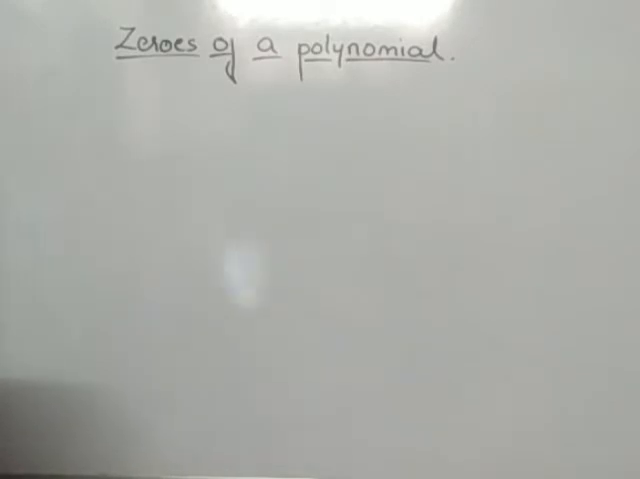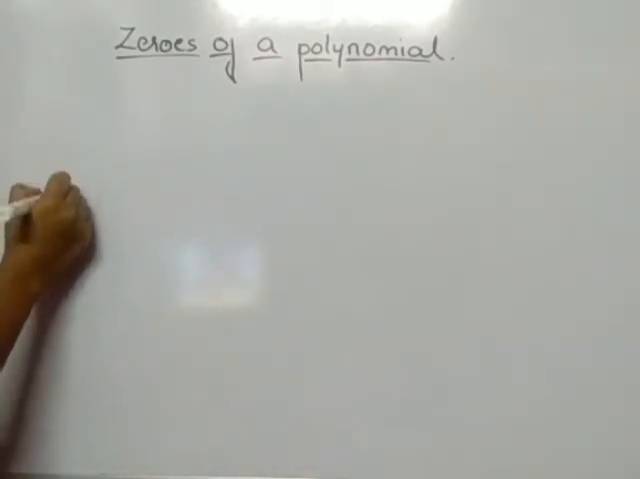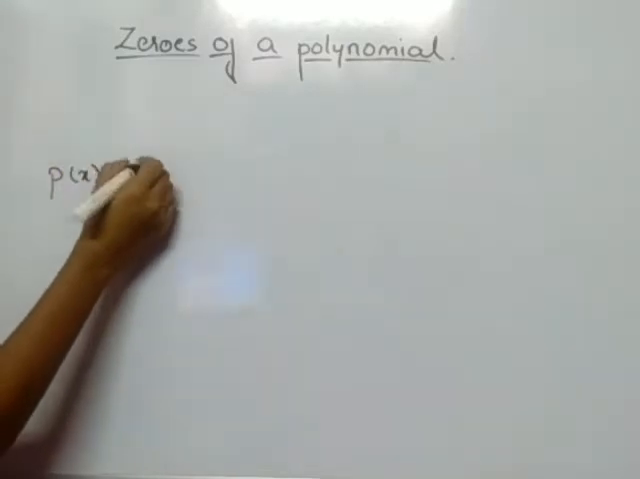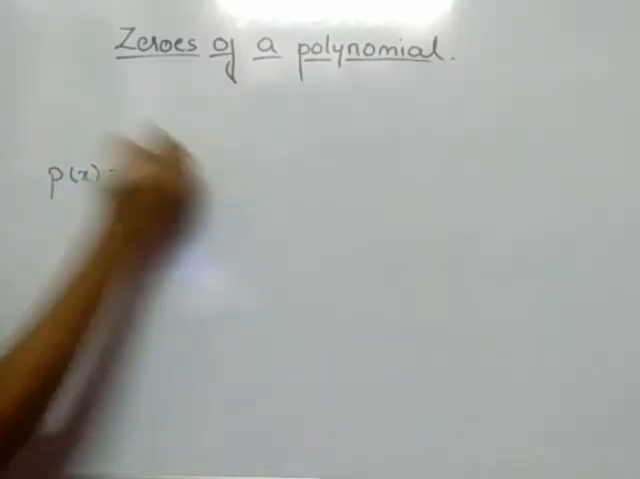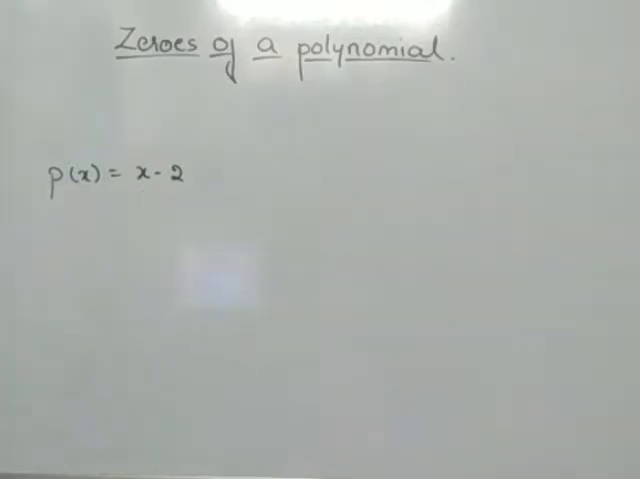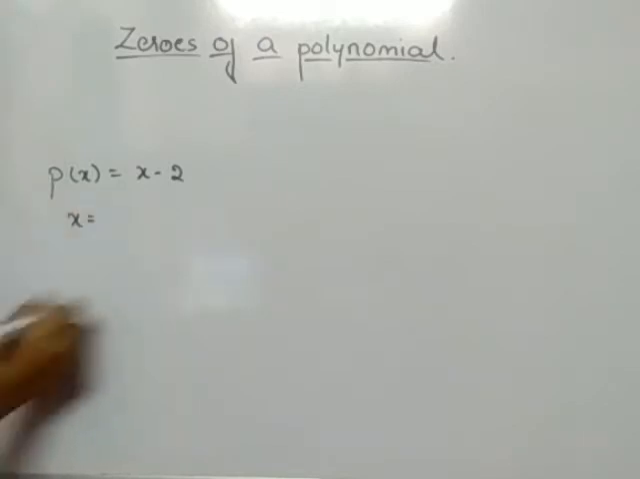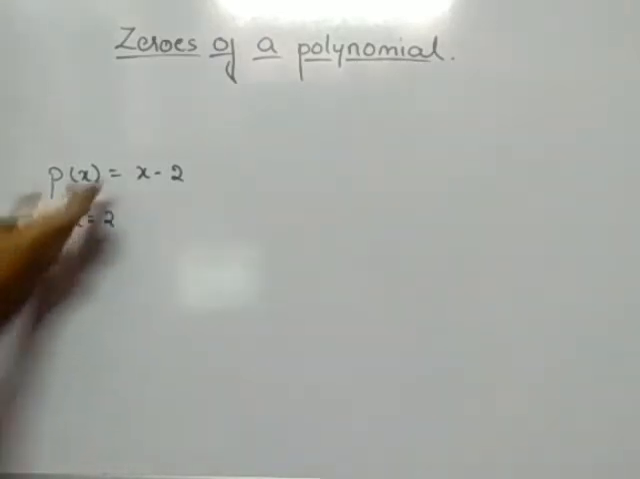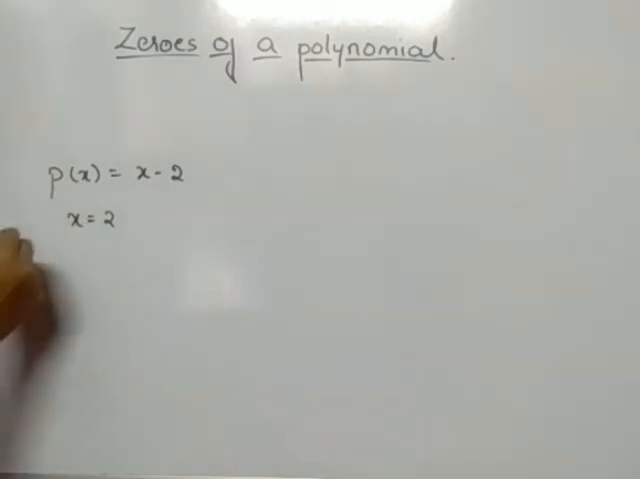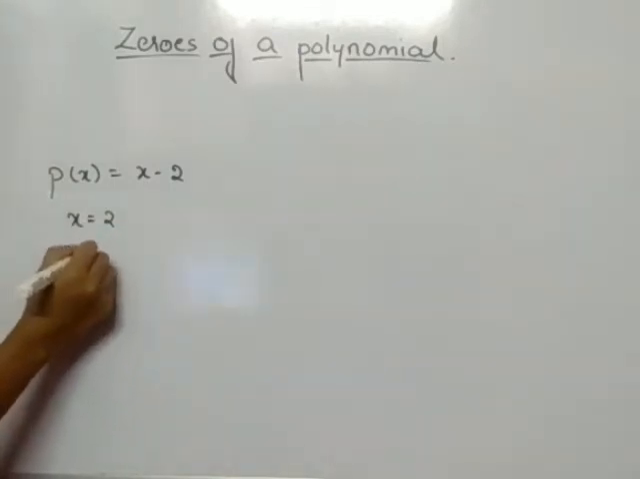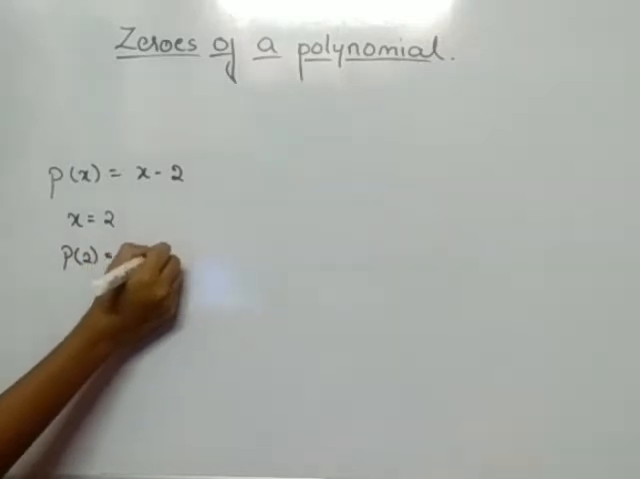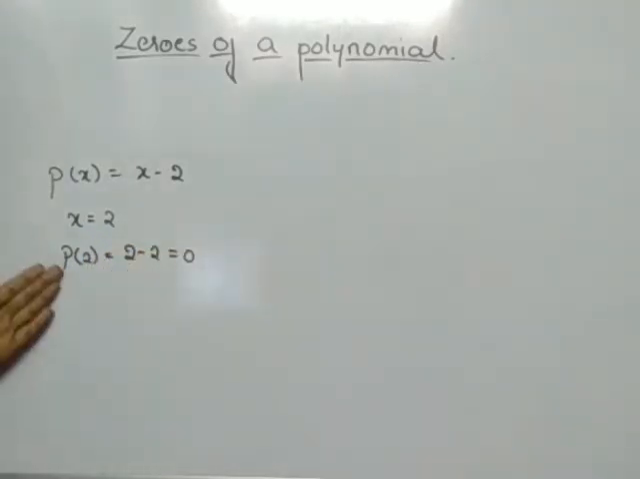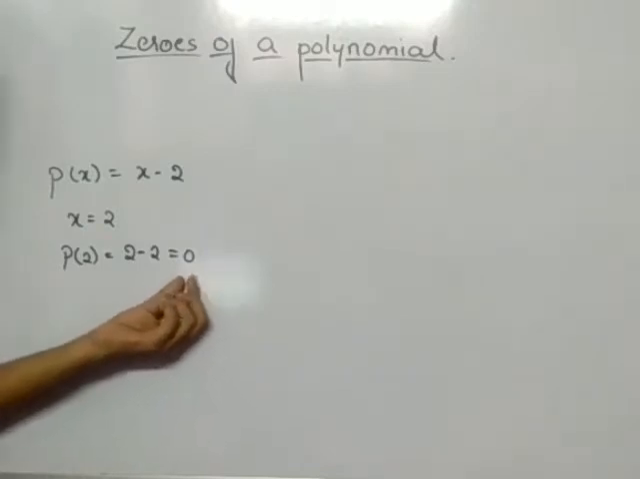To define the zeros of a polynomial, let us take one polynomial. I have considered the polynomial x minus 2. This is a polynomial which has two terms, isn't it? Now I am going to make this polynomial equal to 0 by substituting some value for x. Suppose x is equal to 2. If I substitute 2 in place of x, we'll see what will happen for the polynomial. P of 2 is equal to 2 minus 2, which is equal to 0. As I told, here we are getting the polynomial equal to 0, isn't it?